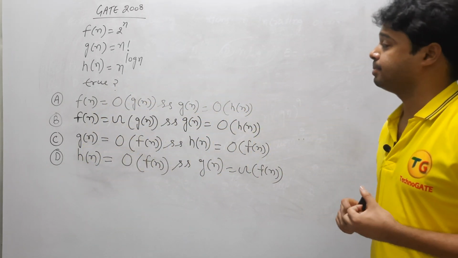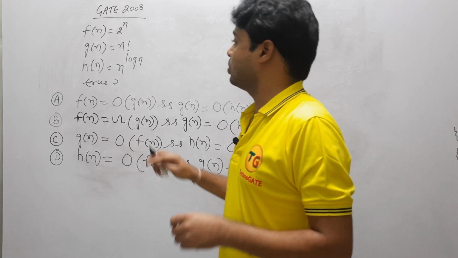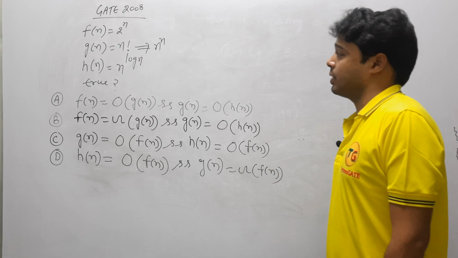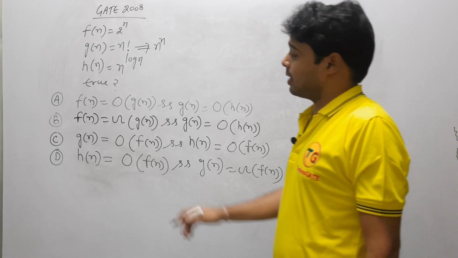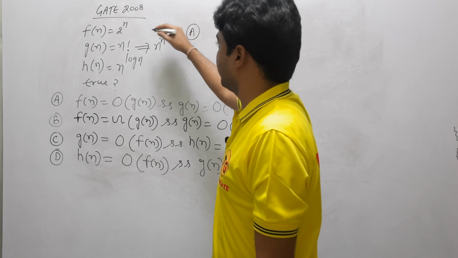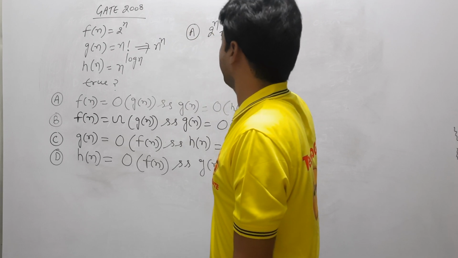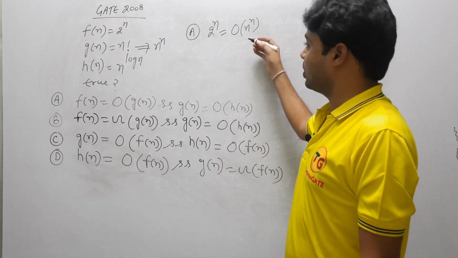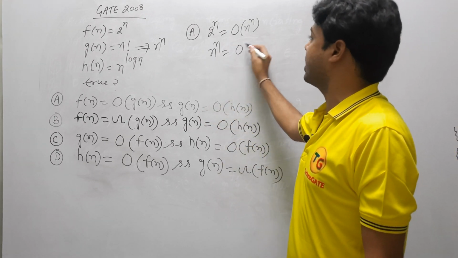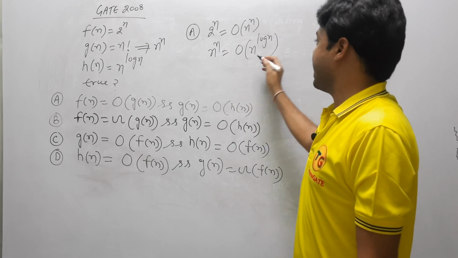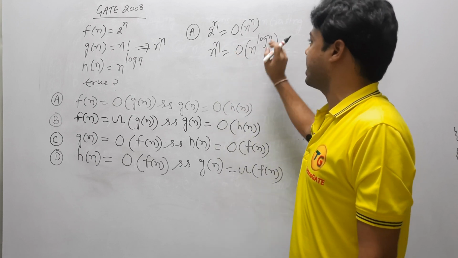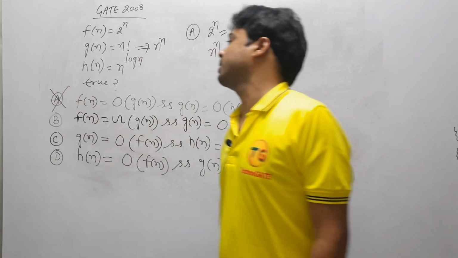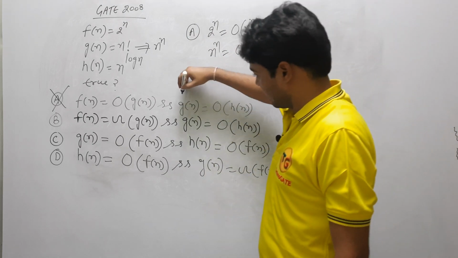Now let's check here. F of n is big O of G of n. So G of n is n raised to power n. This is a very large function. So option A: 2 raised to power n is big O of n raised to power n. Yes, it is correct. But the second one is wrong. Why? Because G of n, n raised to power n, is big O of H of n, n raised to power log n. If the base is the same, then the power will be compared. The power is n here, log n here. So n and log n, which one is bigger? n. So A is false because of this one.